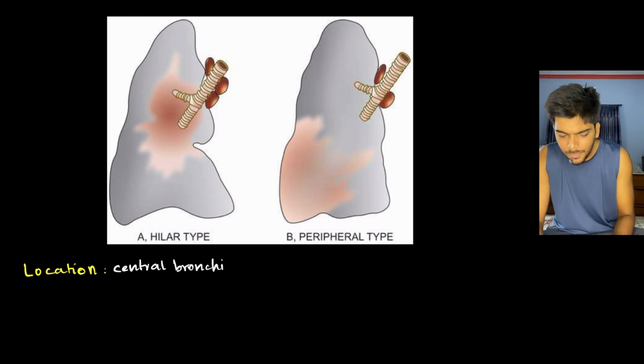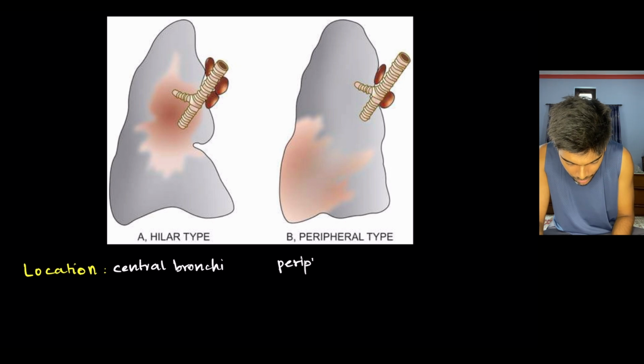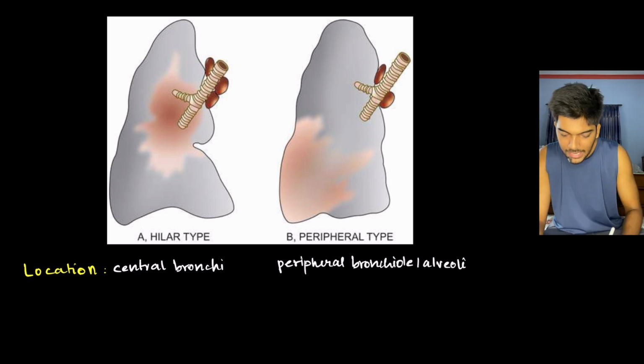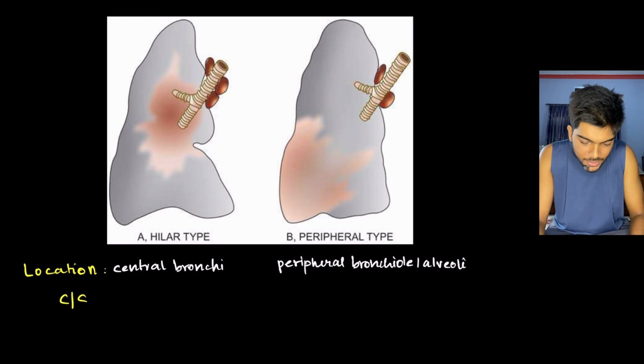The peripheral type, called so because it's towards the periphery of the lung, and it arises from peripheral bronchiole or alveoli.